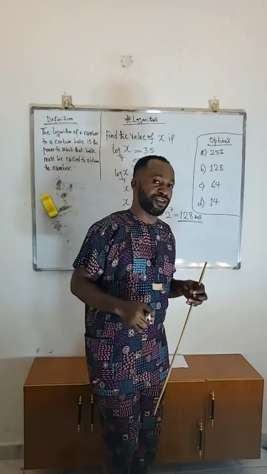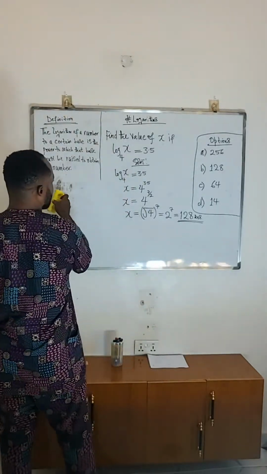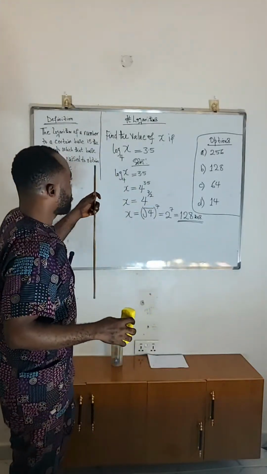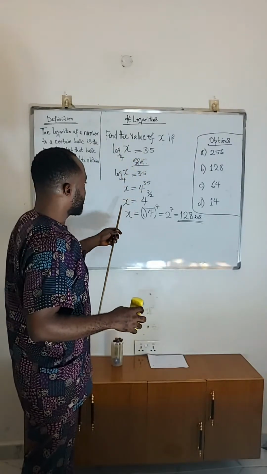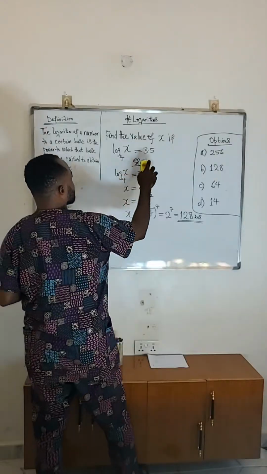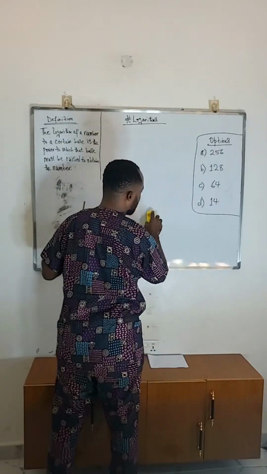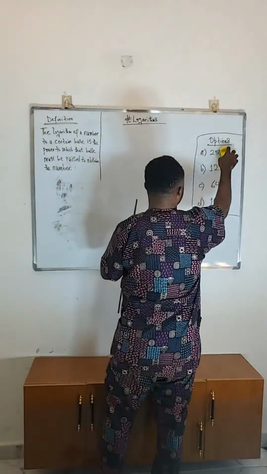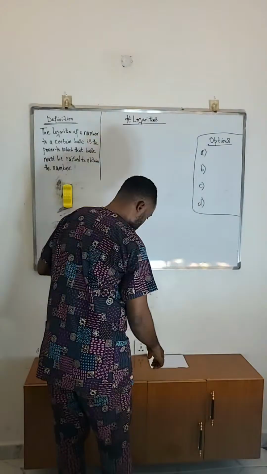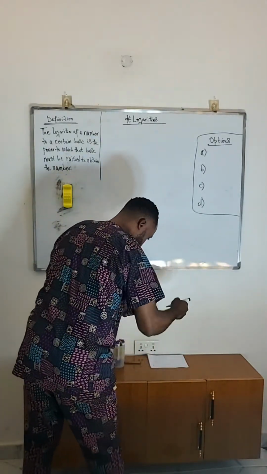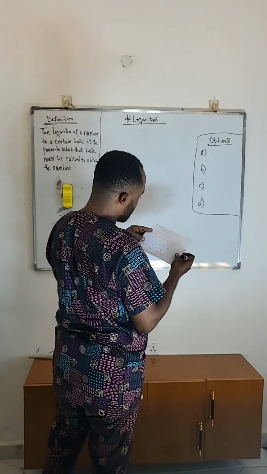All right, let's go to the next question. Do not forget, this one was find the value of x if log x in base 4 equals 3.5. Let's clean the options in case the next question has options too. What's the next question?